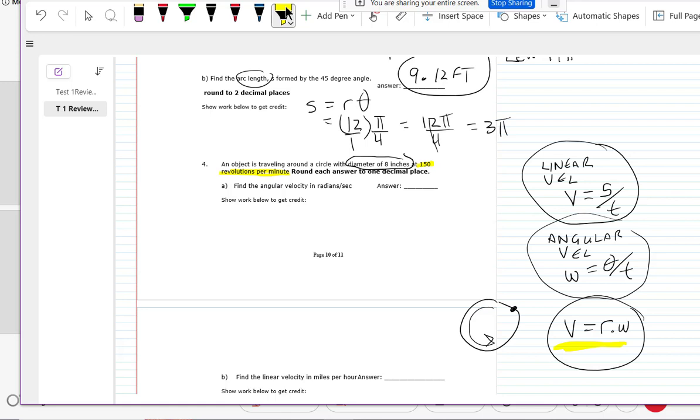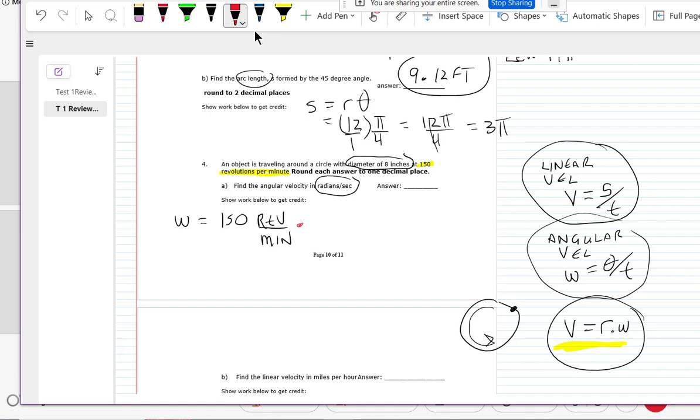RPM. That is what angular velocity is. So what you do on this, I'm just going to write this down. The angular velocity omega is 150 revolutions per minute. If you're given revolutions per unit of time, that is an angular velocity. However, I want the answer in radians per second, so you have to do some unit conversions on this.